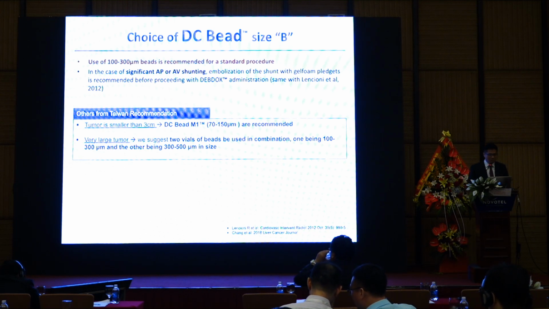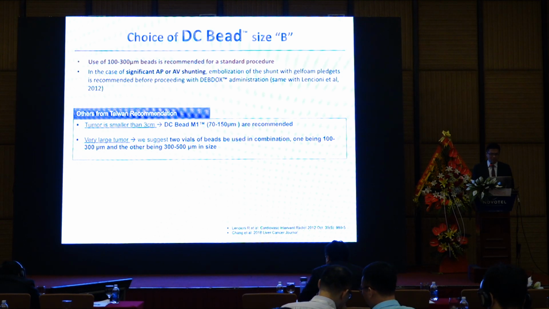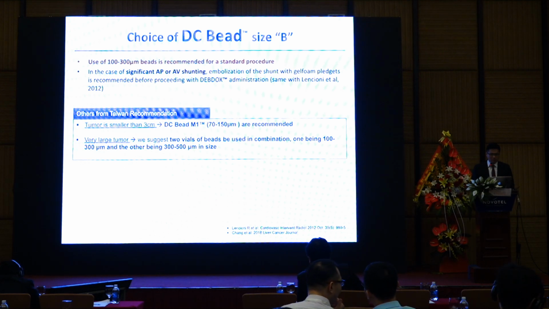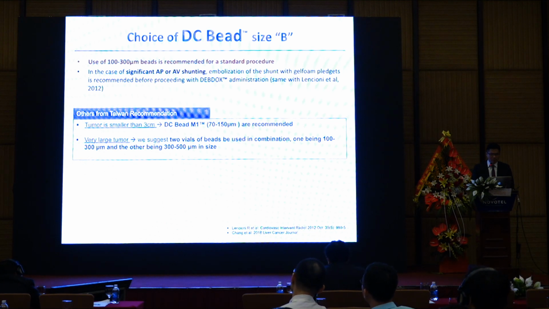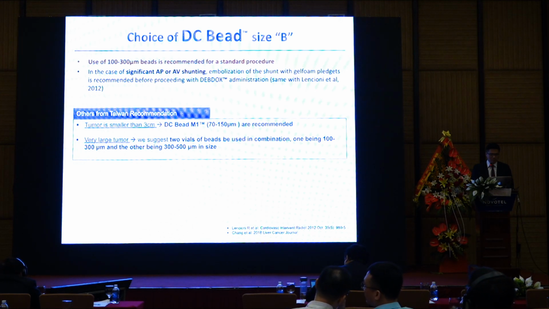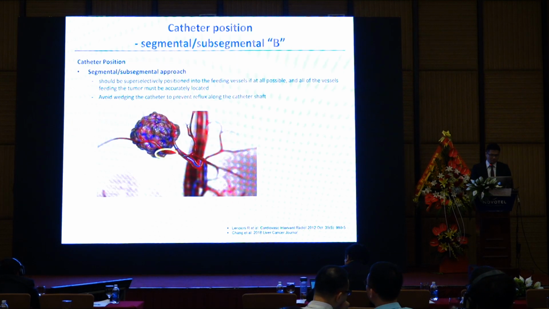And regarding tumor size, if the tumor is smaller than 3 centimeters, we recommend using the M1 beads, with a size of 70 to 150 micrometers. For a very large tumor, you can combine 2 vials and 2 different sizes of beads. You can do the small size first, and then the larger size.